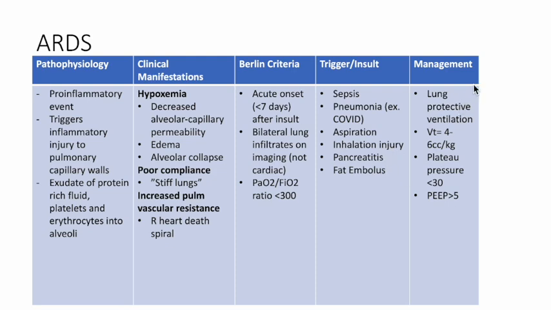And the only evidence-based intervention is lung protective ventilation with a tidal volume of 6 cc's to 8 cc's per kilogram of ideal body weight, a goal plateau pressure less than 30, and always maintaining a PEEP of 5 or greater using the PEEP scale, which we discussed earlier.